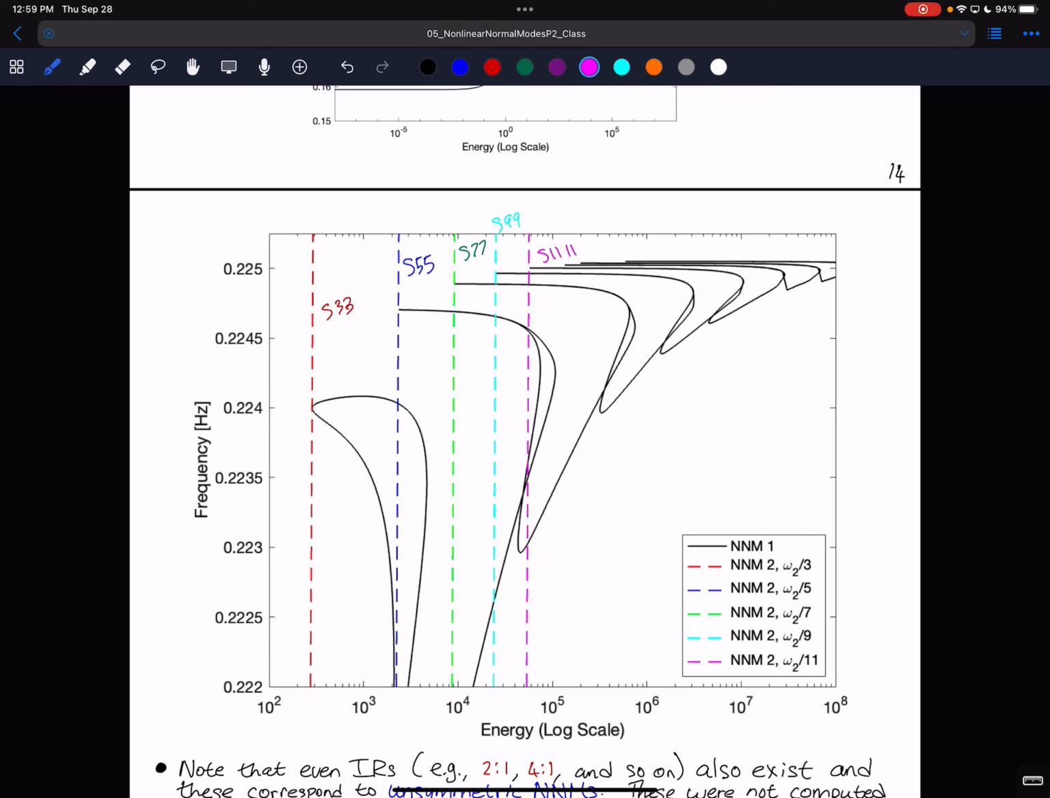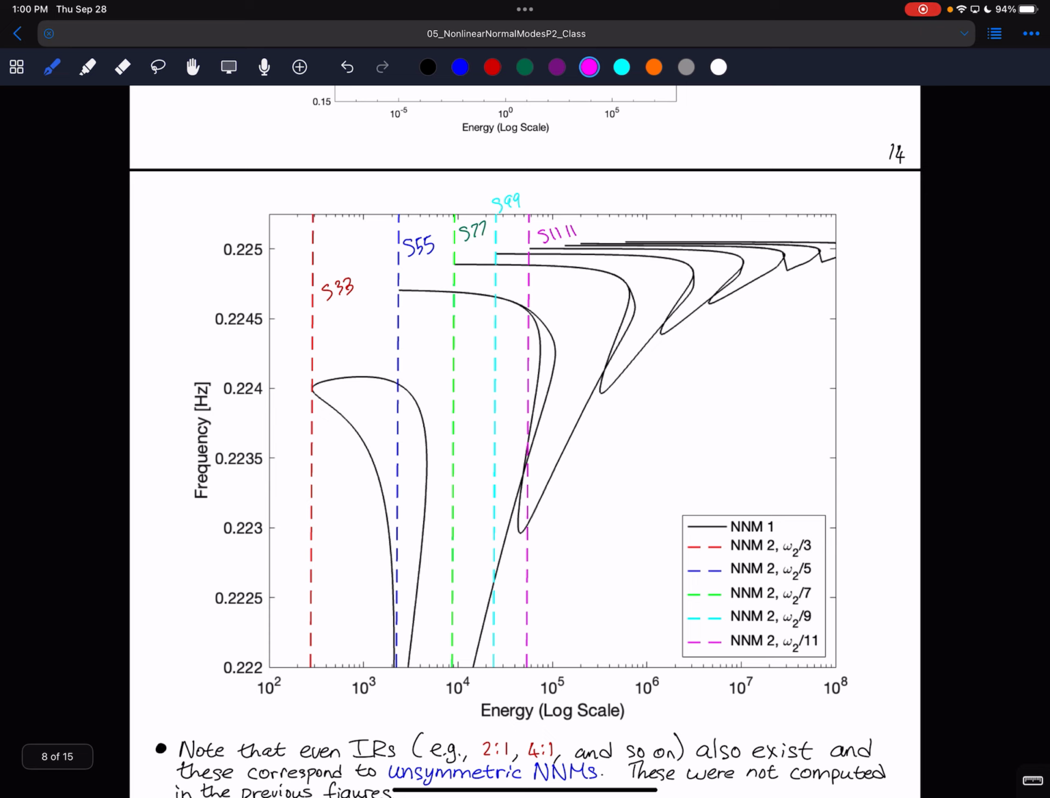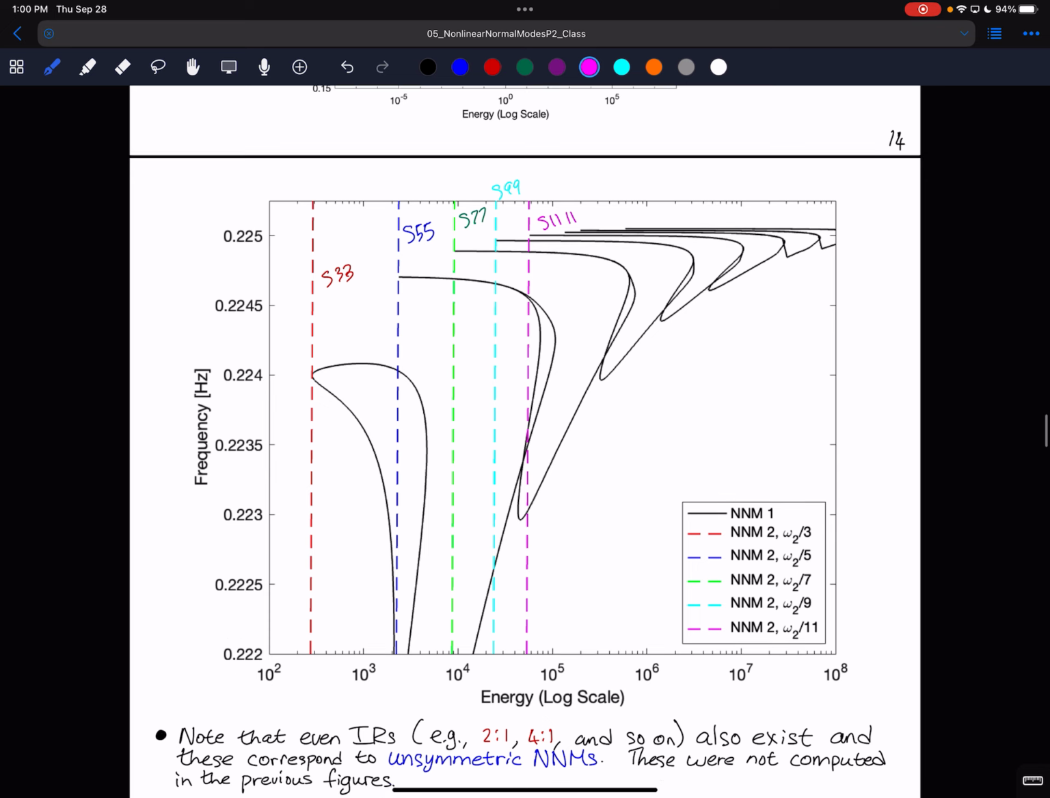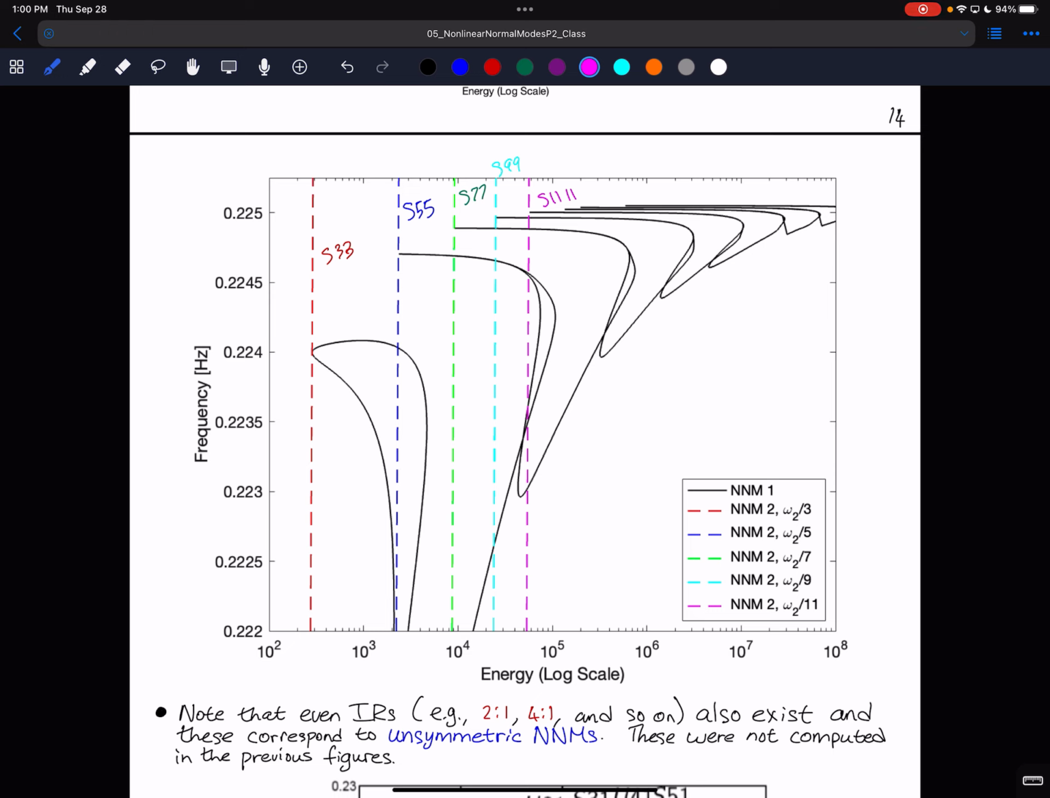All right, so here I've only shown these odd internal resonances. There are also even internal resonances like a 2 to 1, a 4 to 1, and so forth. These correspond to what are known as unsymmetric NNMs, and I didn't compute these. You can't use the numerical continuation tool. You have to use some other techniques to identify those.